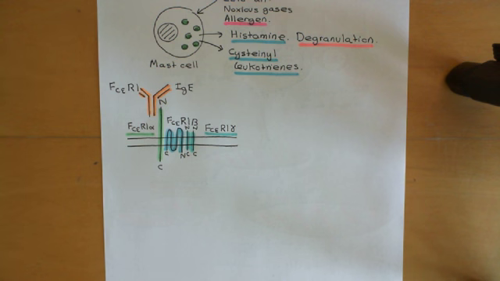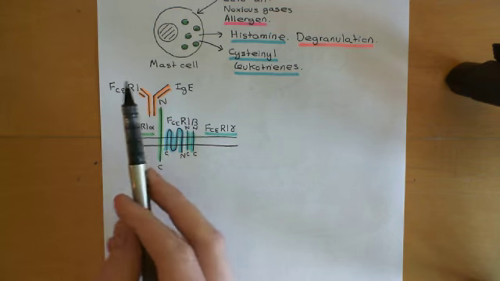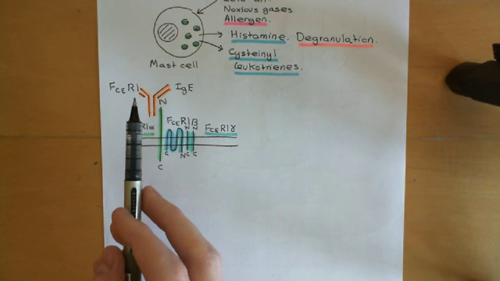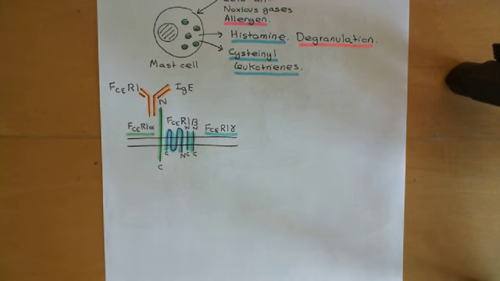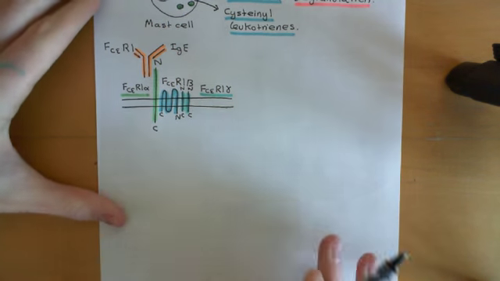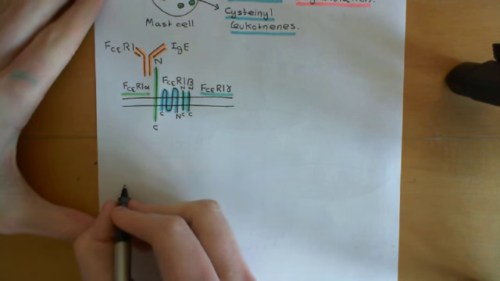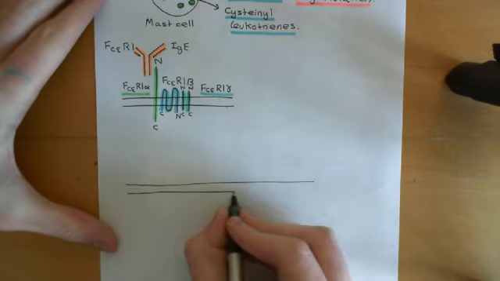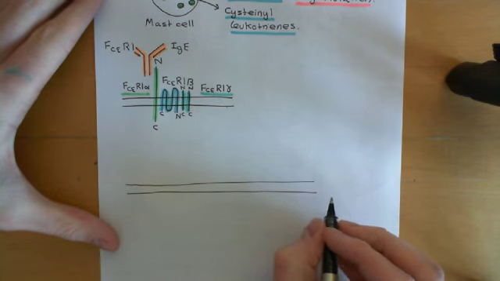Okay, so basically what's going to happen is when you expose these Fc epsilon R1 receptors with the mounted IgE, okay, to the allergen, you end up getting cross-linking of Fc epsilon R1 receptors. So let me show you what I mean by this. Okay, and unfortunately I'm going to have to draw the picture out again because of the way I've drawn that one. Okay, so once again, here is the cell membrane, like so.